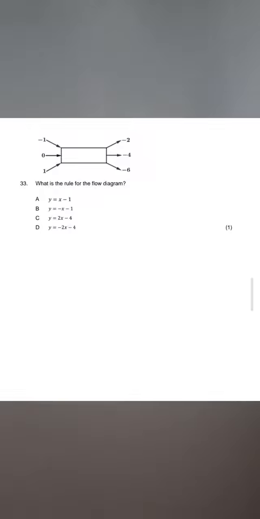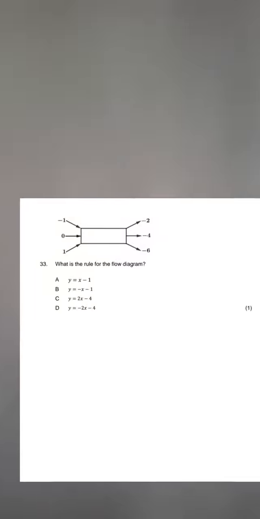So we are picking this lesson up from number 33. The question is, what is the rule for the flow diagram? A, y is equal to x minus 1. B, y is equal to negative x minus 1. C, y is equal to 2x minus 4. Or D, y is equal to negative 2x minus 4.